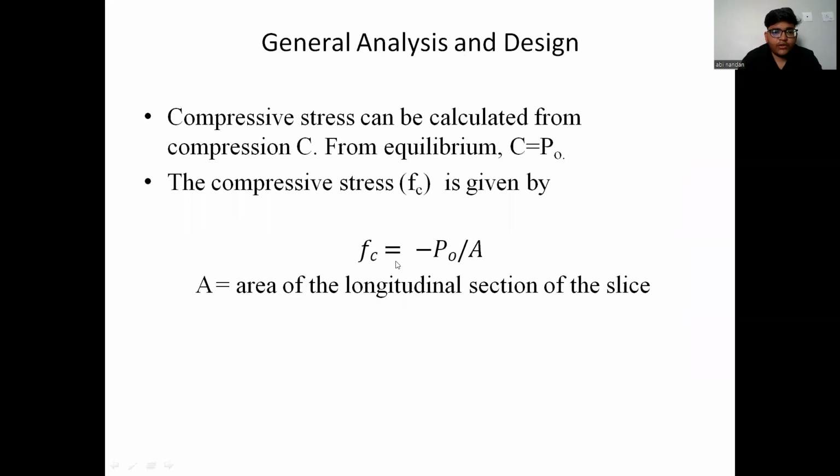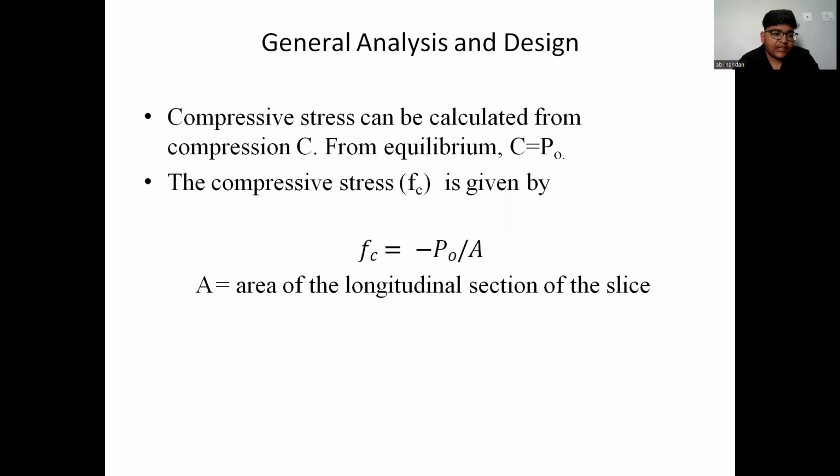Okay. Next, we can go for the general analysis and design of circular pre-stressing, where we have the components of compressive stress, FC. First, compressive stress can be calculated from the compression C, which from equilibrium is equal to P naught. P naught is the pre-stress at transfer after the short-term losses.